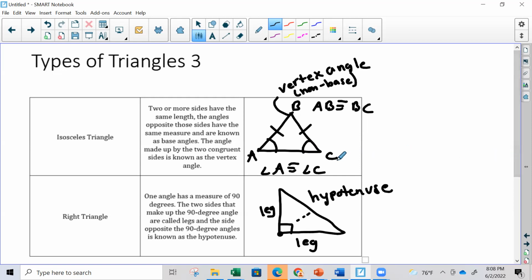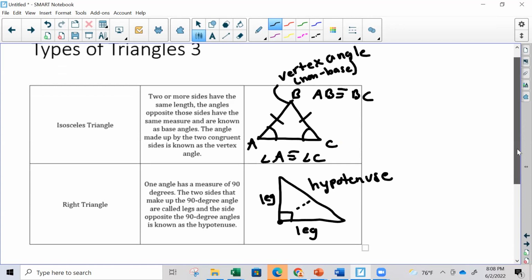Because there will be a few problems, and I did another video where they're going to give you a base angle and ask you to find the other angles, or they're going to give you a vertex angle and ask you to find the other angles. You want to make sure you know how to do those problems.